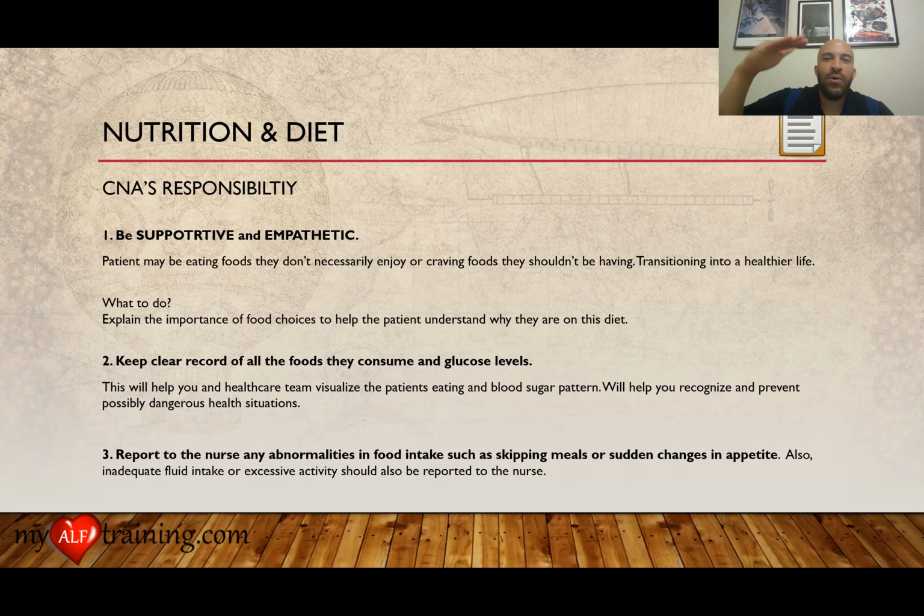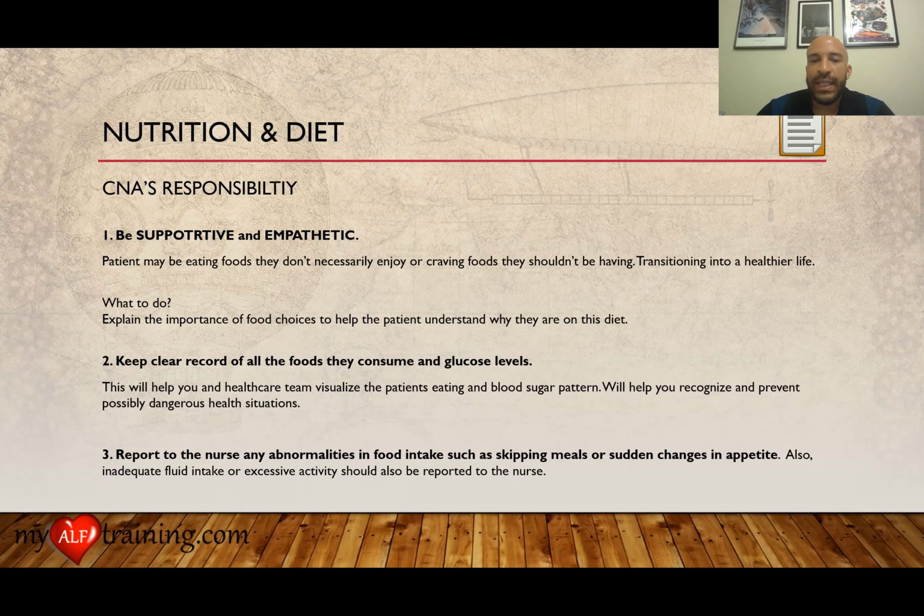We don't want it going too high. We don't want it going too low. So if they skip a meal, then it's going to drop low. So it's the nurse assistant's responsibility to inform the nurse, hey, the patient only took one bite and then fell asleep. Mr. Johnson said he wasn't hungry. He went to sleep. He skipped lunch. Well, when Mr. Johnson wakes up, his blood sugar is very likely to be extremely low.